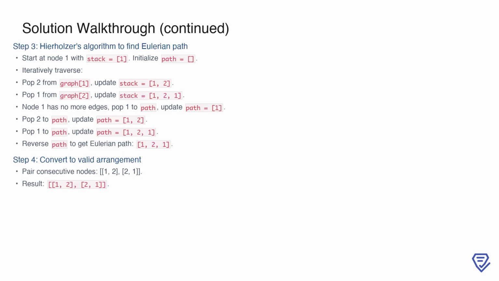At this point, node 1 has no more edges, so we backtrack by popping 1 to the path, making the path 1. Continuing to backtrack, we pop 2 to get 1, 2, and finally pop 1 to complete the path as 1, 2, 1. Reversing this path gives 1, 2, 1, which is the Eulerian path. Pairing consecutive nodes, we get 1, 2, 2, 1, which is the valid arrangement.